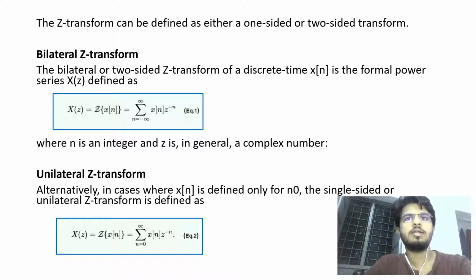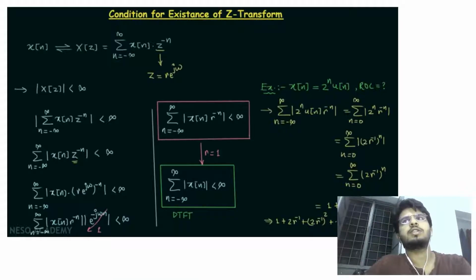What happens in unilateral Z transform is that n ranges from 0 to infinity. So it's not going both ways, from 0 to infinity and 0 to minus infinity. It's unilateral. It goes from n equals 0 to infinity. And n is always an integer, n is not a real number. So now we know how to calculate bilateral Z transform and unilateral Z transform.